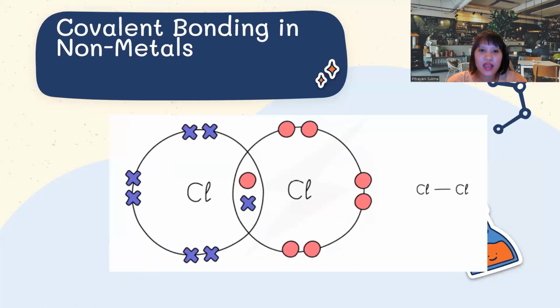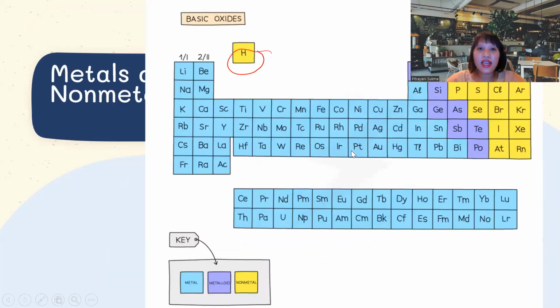Okay, and then we can see chlorine. So chlorine can also make covalent bonding with another chlorine. So we can see in here, chlorine is in group 7 and is a non-metal. So they make covalent bonding.